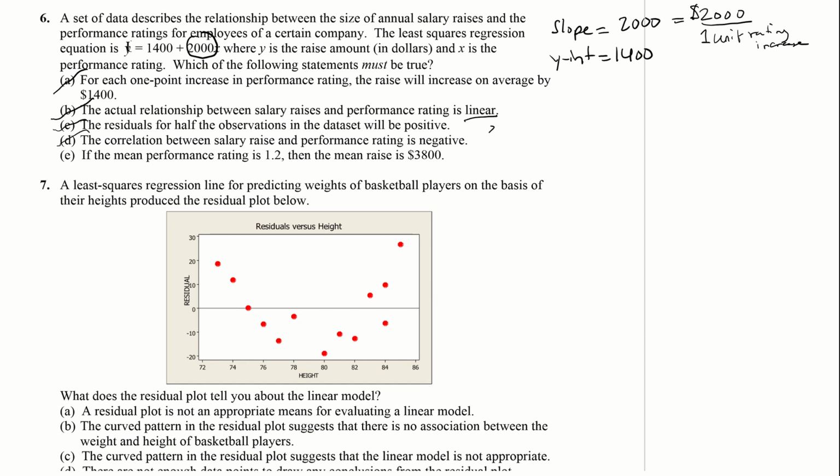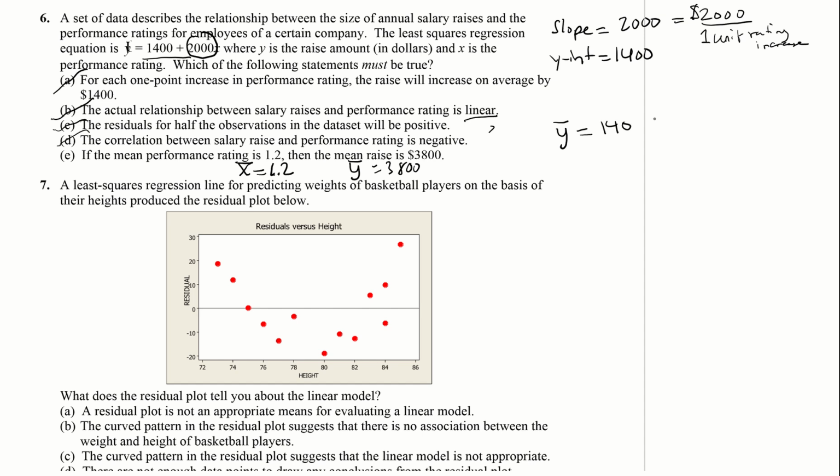If the mean performance rating is 1.2, then the mean raise is $3,800. So let's see if that's true. The mean performance rating is x bar, so that's 1.2. So if x bar is 1.2, then y bar must be 3,800. Is that true? Well, let's plug it in.